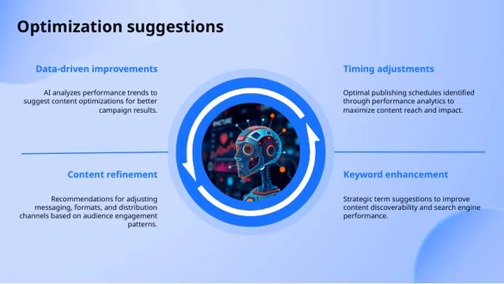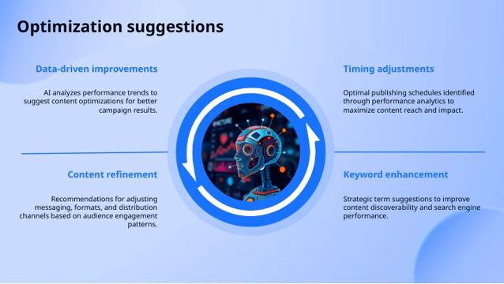Now, let's look at some key optimization suggestions to really enhance our campaigns. First, we have data-driven improvements. Here, AI plays a crucial role by analyzing performance trends and recommending content adjustments that can lead to better results. It's about making smarter decisions based on real data.